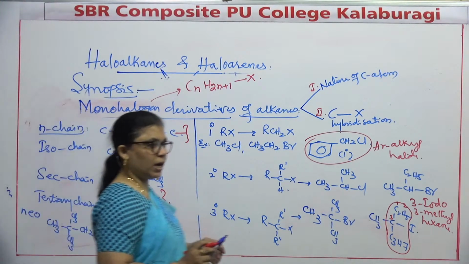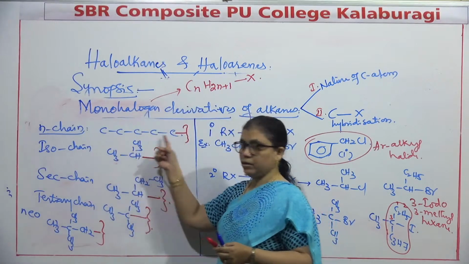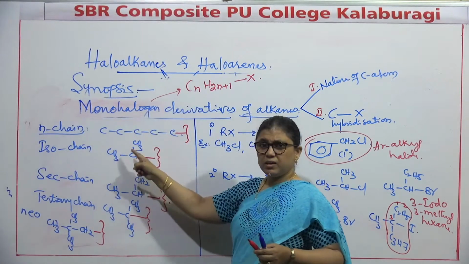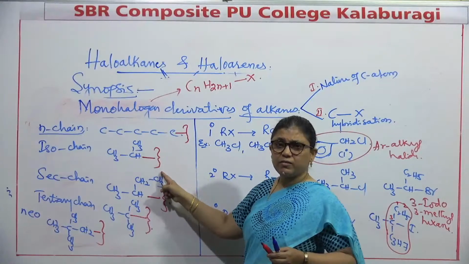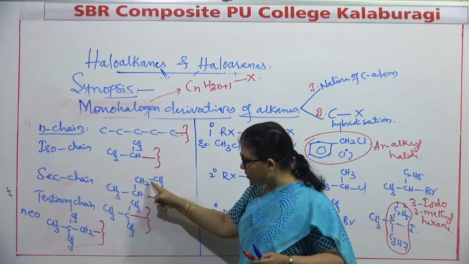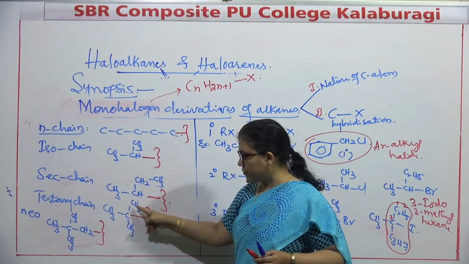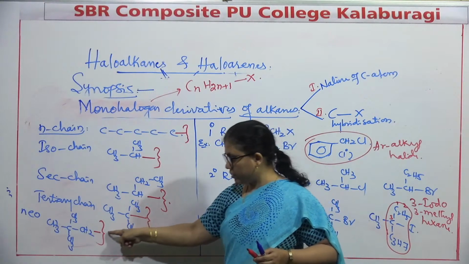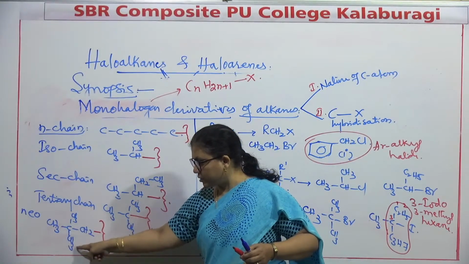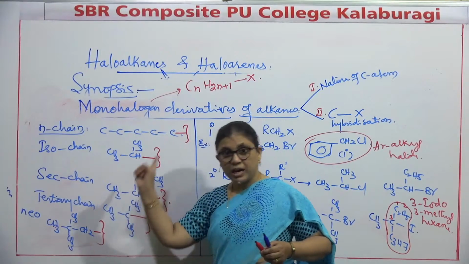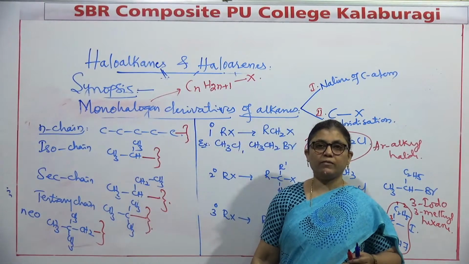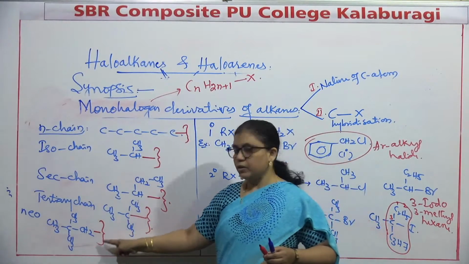Remember one thing, all carbon atoms are arranged in an open chain, normal. Here CH3, CH3 is iso. CH3, CH, CH2, CH3 is secondary. Then tertiary, CH3, C, CH3, CH3. For the neo, CH3, C, CH3. To the tertiary one carbon atom is linked. It is called as neo.